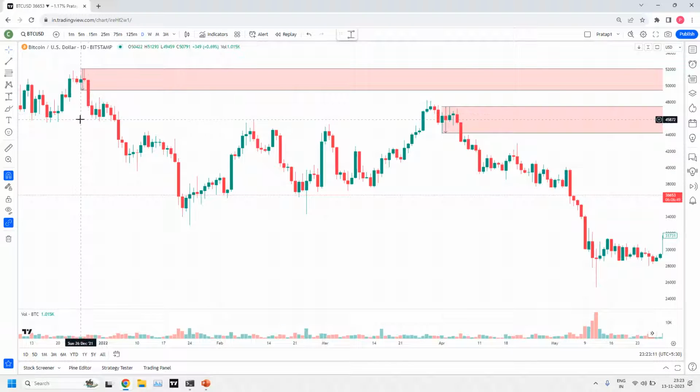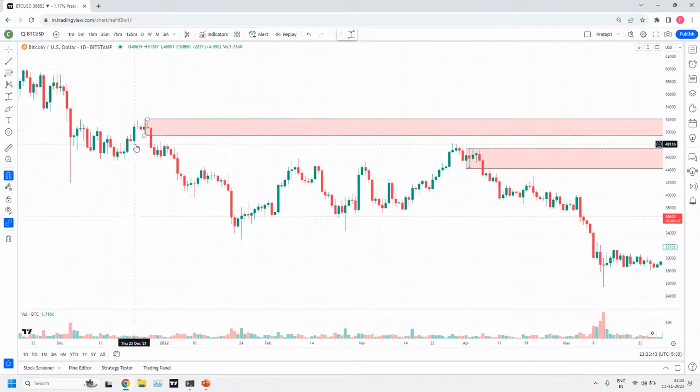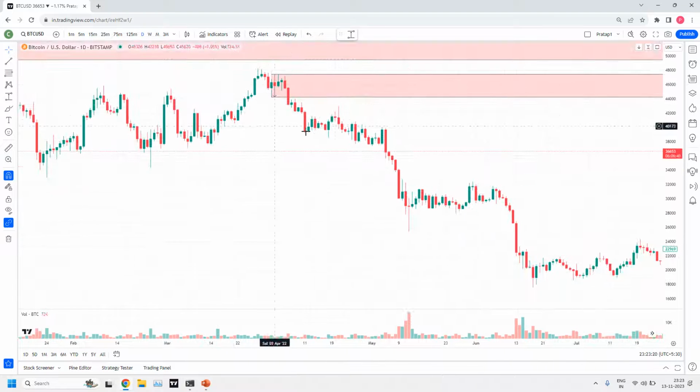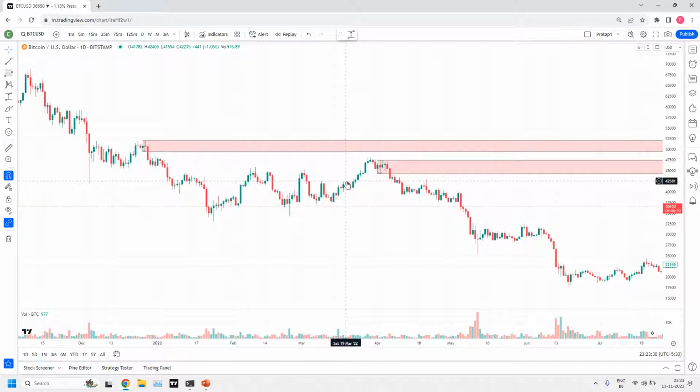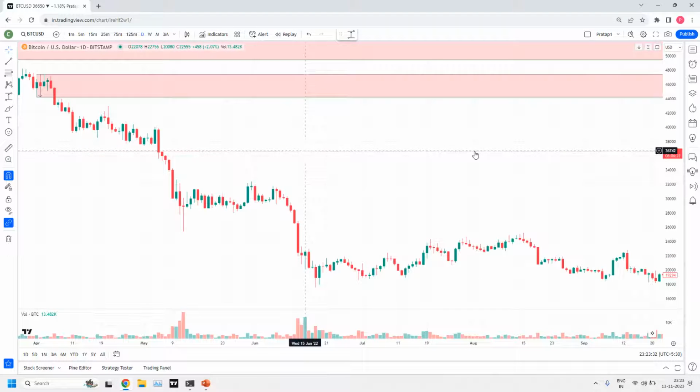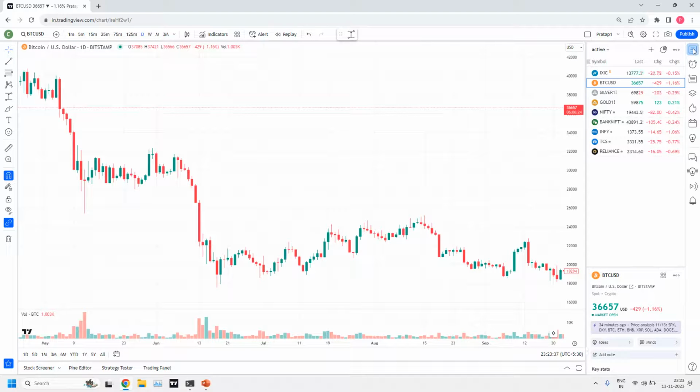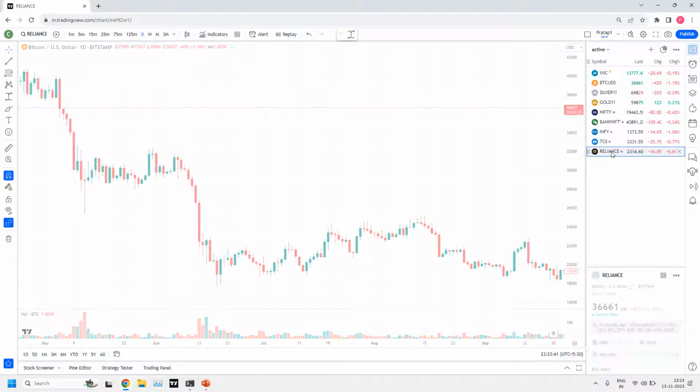So we have seen two patterns for supply zones. One is rally base drop, that is RBD, and another pattern we have seen is drop base drop, that is DBD. RBD and DBD are two patterns for drawing supply zones. So let us look into some other stock. Now let us look into our Indian stock, say Reliance. Let us take Reliance.